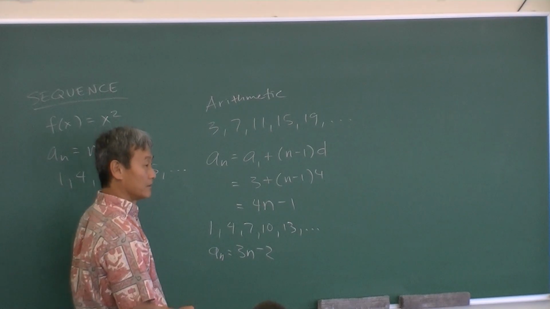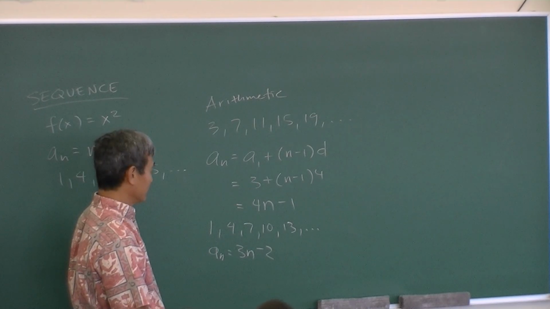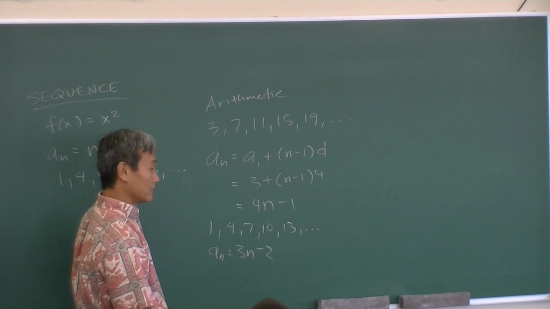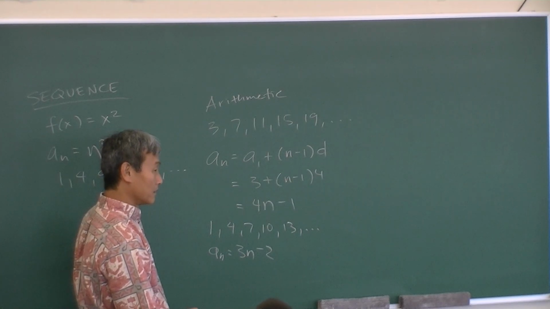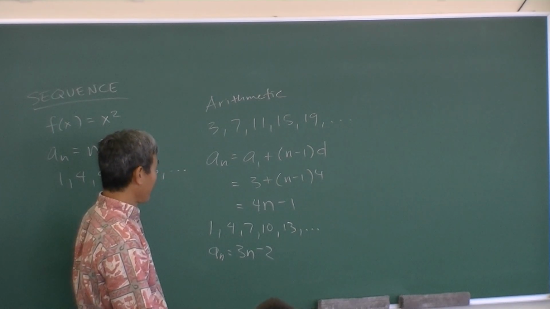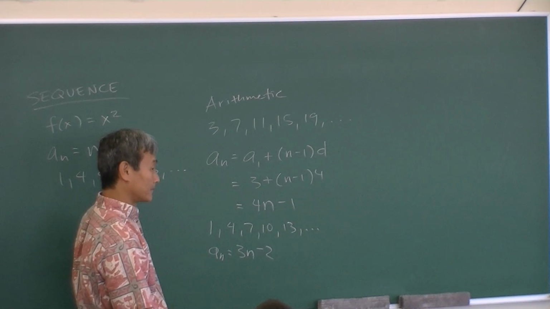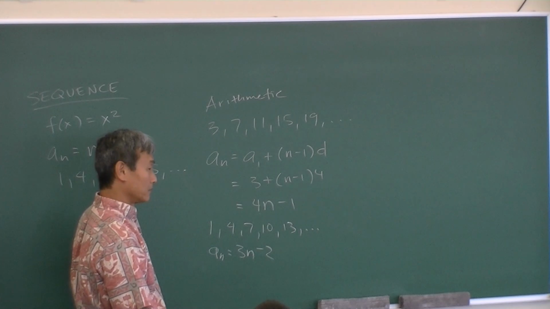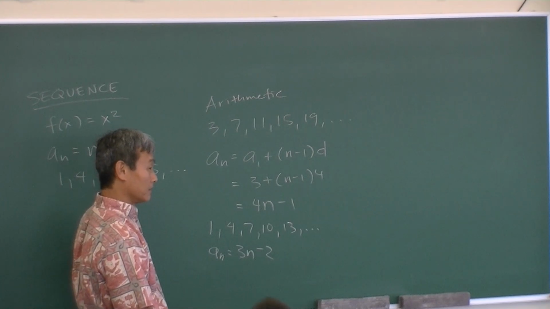Can you just do A1 minus the D? A1 minus D. Yeah, like 3 minus 4, negative 1, or 1 minus 3, negative 2. What you talking about? Can you just take the first term and subtract the common difference?